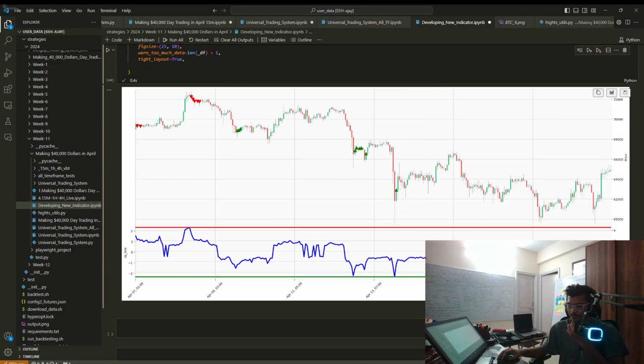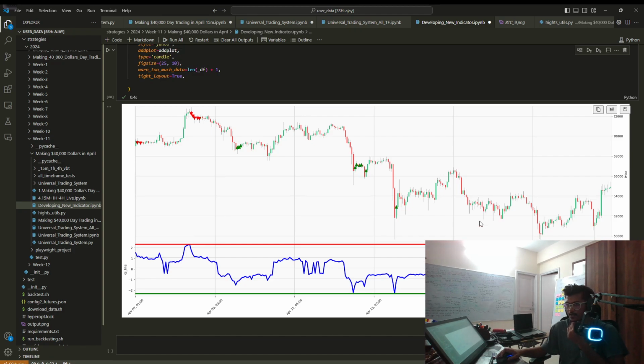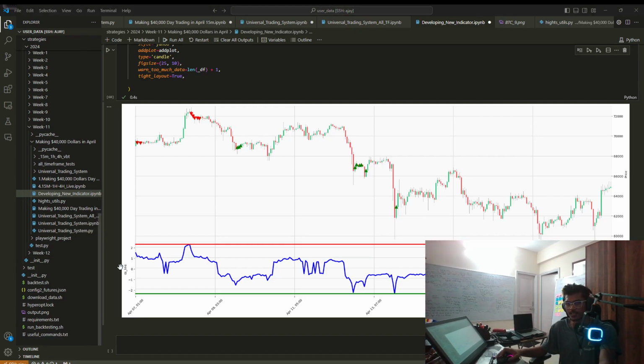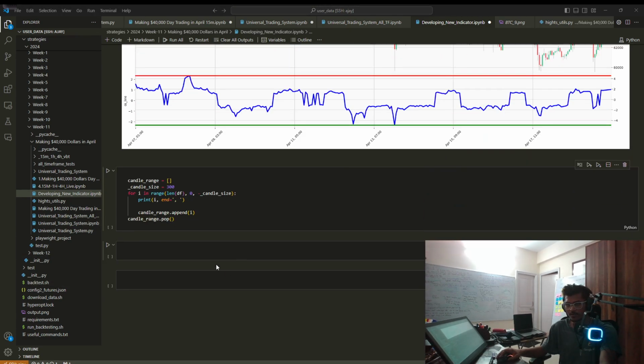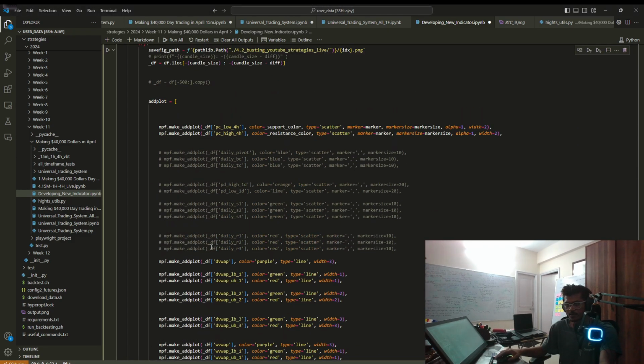So yeah, right. Now let's check it out on the testing platform. So we got that, got the candle range, got the plot, and ready to plot.